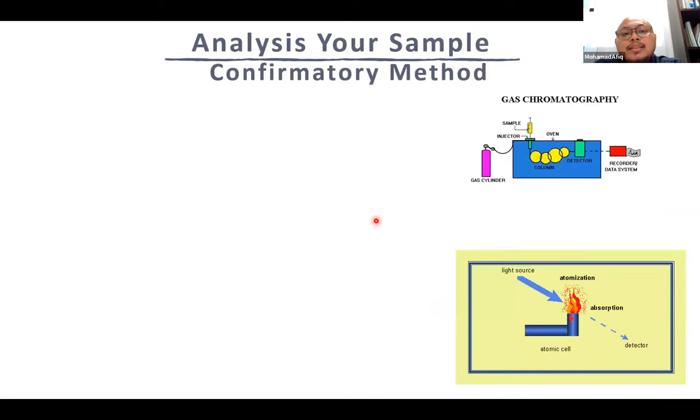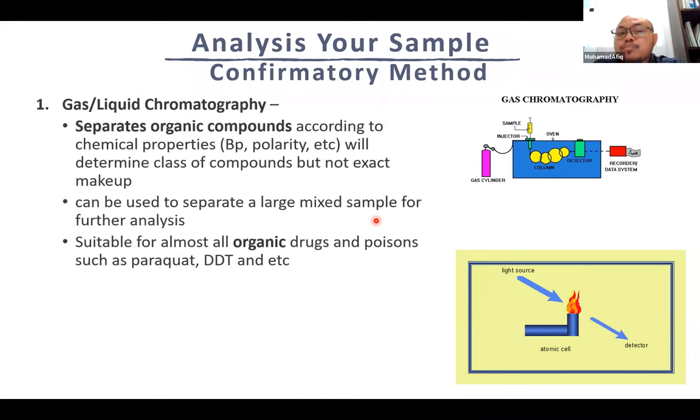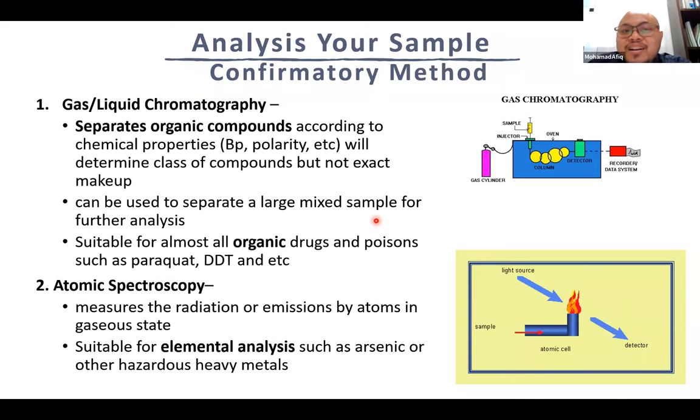Here is an example of the instrumentation methods for the confirmatory analysis that I need you to understand and probably remember if you want to survive the examination. Don't worry, it's not that much. We have here gas or liquid chromatography. Gas is for volatile compounds. If the compound is organic, you can use gas or liquid chromatography. If the compound is not volatile, I stress over here, you never use gas chromatography. It will damage the system.